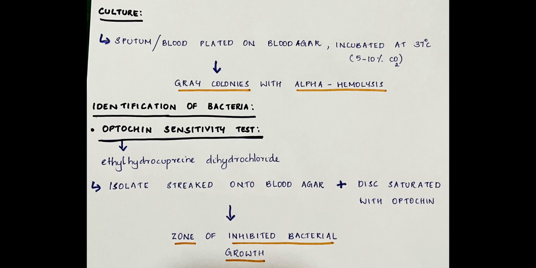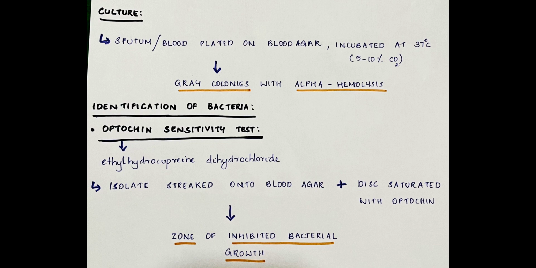Culture. Sputum or blood is plated on blood agar and incubated at 37 degrees Celsius in the presence of 5 to 10% carbon dioxide. Grey colonies with alpha hemolysis are observed after overnight incubation. Identification of bacteria. Optochin sensitivity test. Streptococcus pneumoniae is identified by its sensitivity to optochin, that is ethyl hydrocupreine dihydrochloride.